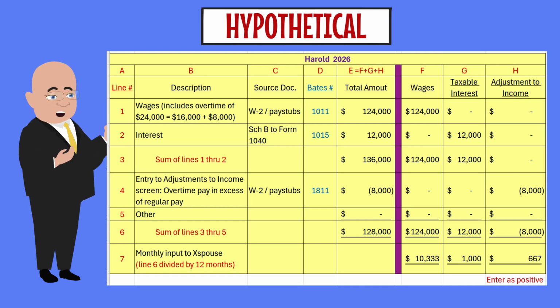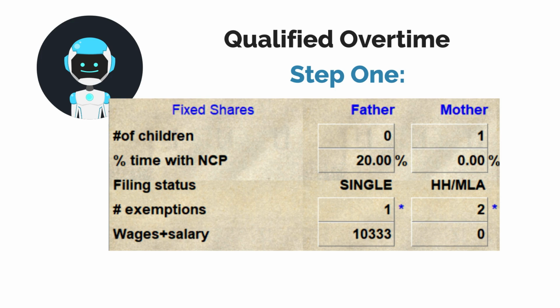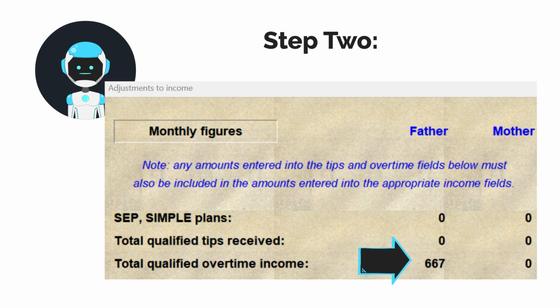Mr. X, please demonstrate the input to the software. Mr. X here with guidance on entering qualified overtime into the software. There are 2 steps. Step 1. Enter total wages into the parties column. That would include overtime. Step 2. Click on the parties box for adjustments to income to open the detail screen. On the detail screen, enter the qualified overtime amount.